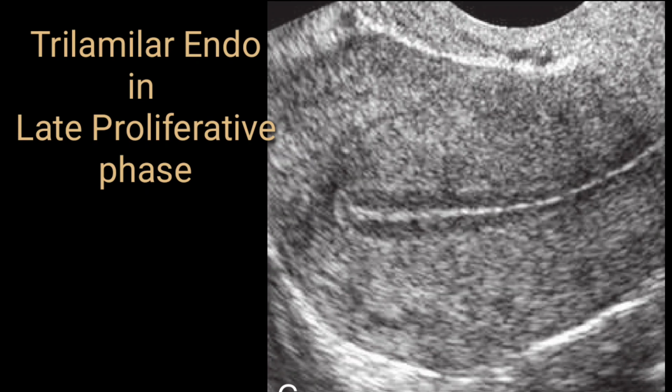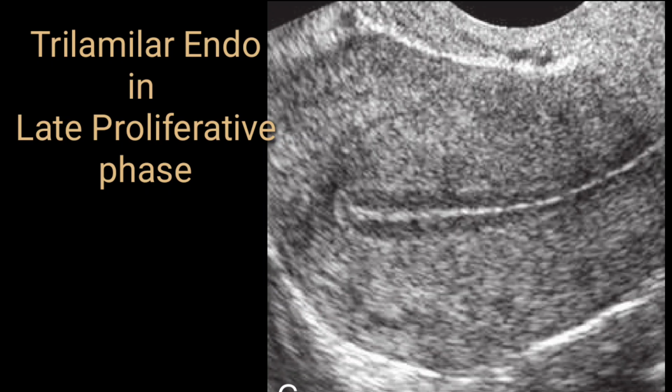This transvaginal scan shows the uterus. Here the uterus is clearly visible. You can appreciate the uterine fundus, you can appreciate the uterine body, and the uterine cavity is clearly visible. In this uterine cavity, the endometrial thickening is ranging from 8 to 10 millimeter. So this endometrium is in the proliferative phase.